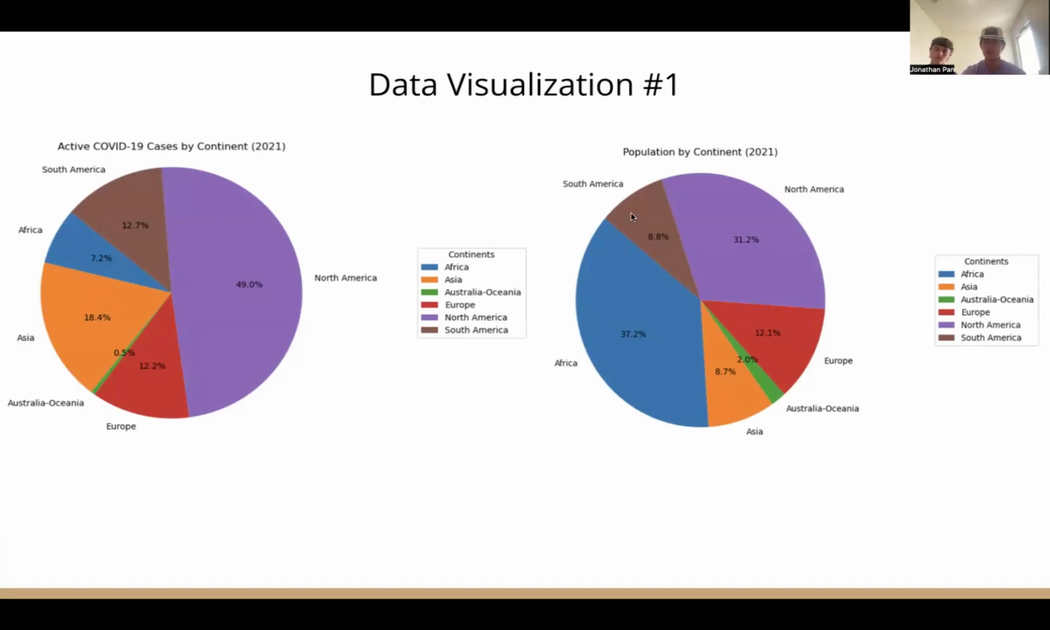But there's a difference, as we want to show the population as well. Africa has a higher proportion compared to North America in COVID-19 cases, despite North America having way more COVID-19 cases, even though they are smaller in proportion in population by continent.